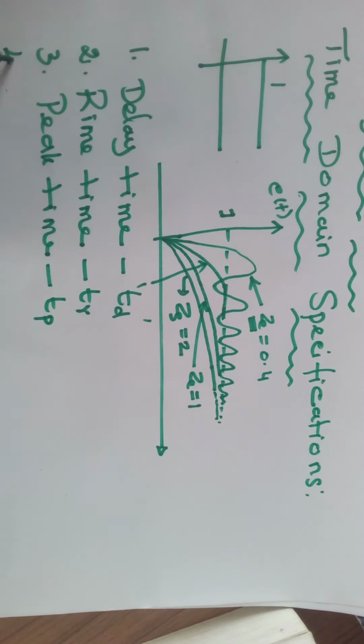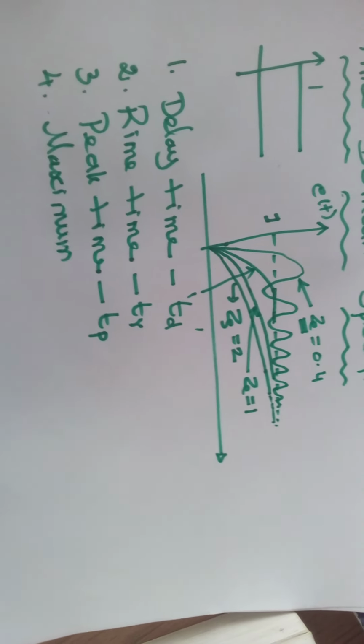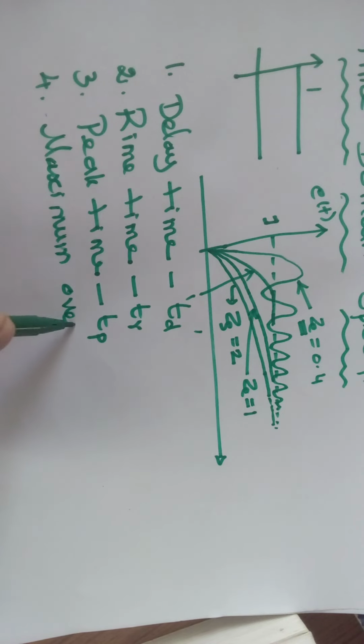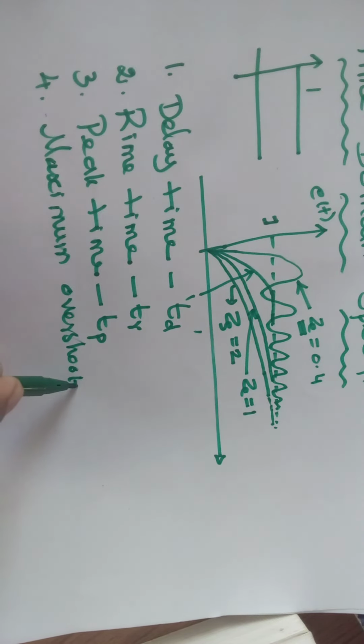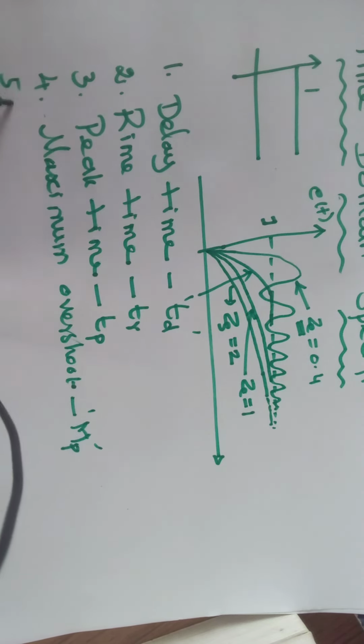The fourth one is the maximum overshoot, represented as capital M suffix P, MP. And the final one is the settling time.